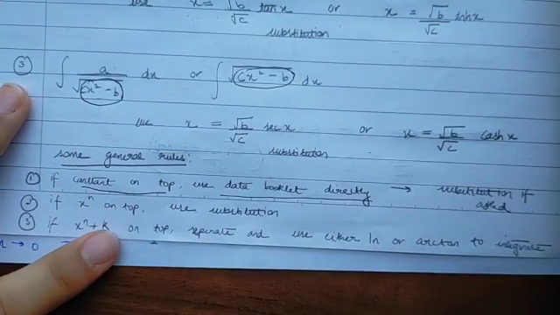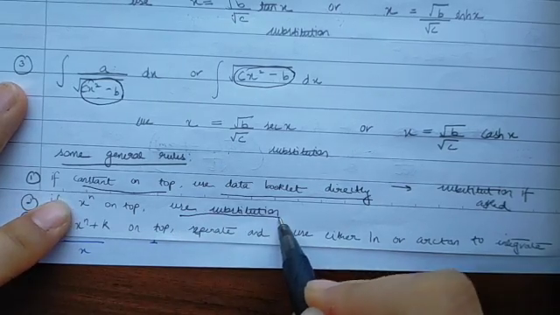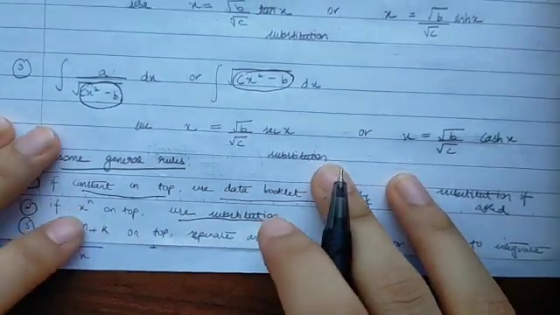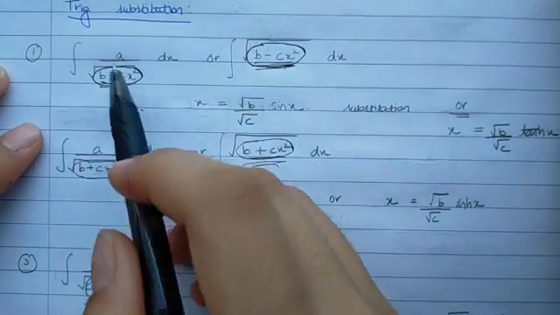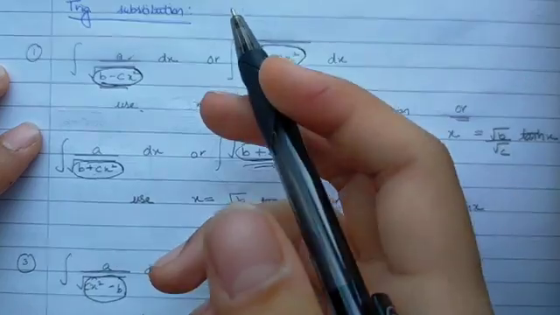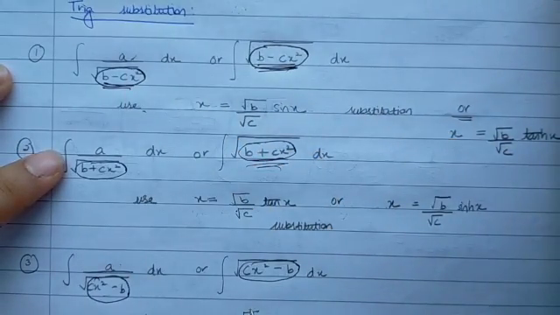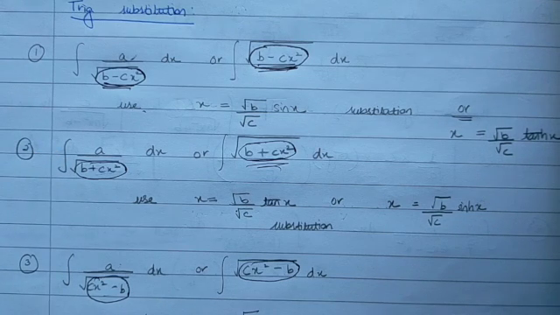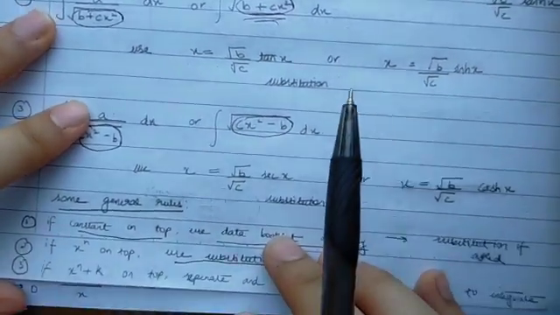Rule 2 is if you have a power of x on top, use substitution. Basically what I'm trying to say here is that these substitutions work even if you have an x to the power of 3 or to the power of 2 on top instead of this a. But the data booklet ones will not work because they only work if you have constants. We'll look at some examples to clarify that.